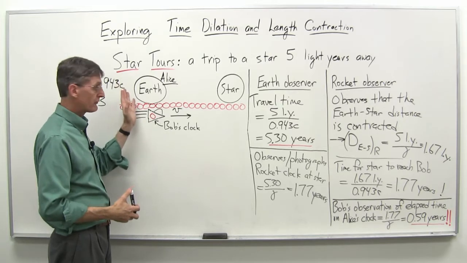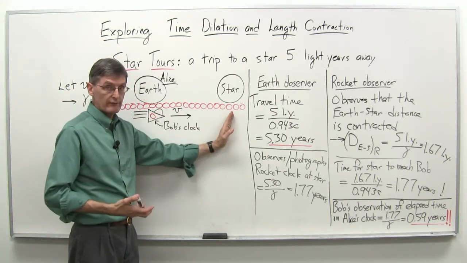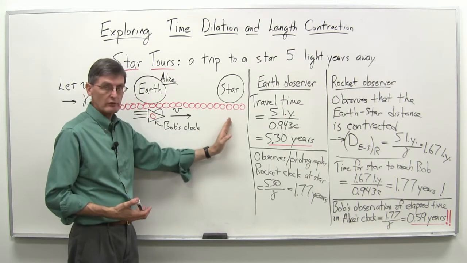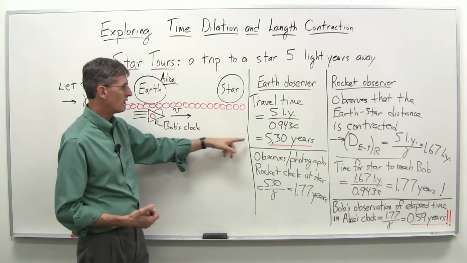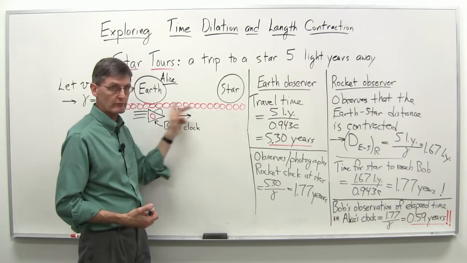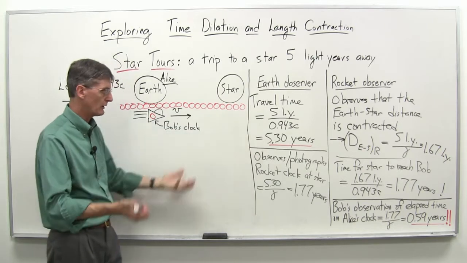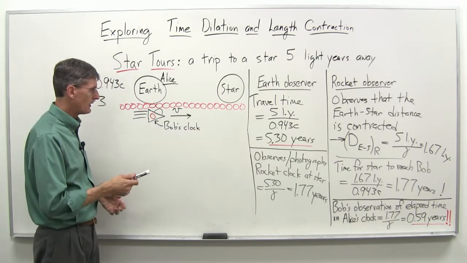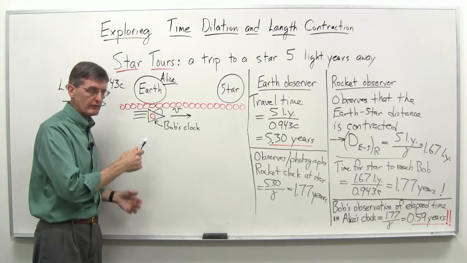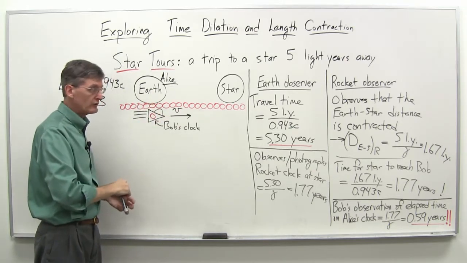So then as far as Alice is concerned, Bob moves along. When he gets to the star, another photograph is taken to compare the two clocks at that time. And Alice on her clock, in the Earth star system, will read 5.3 years, because it's 5 light years, 0.943 c, takes 5.3 years to get there. But then when she looks at the photograph of Bob's clock as well, what does she read?